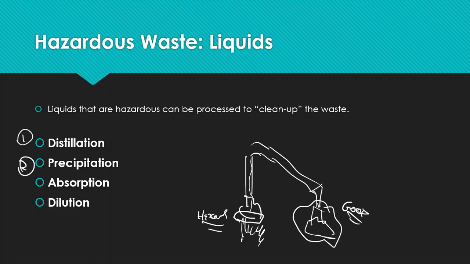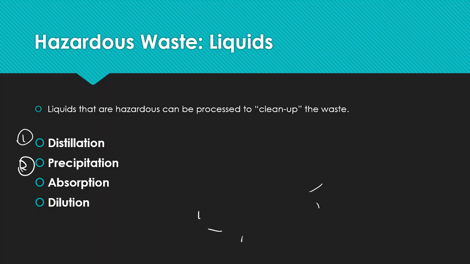Number two is precipitation. Precipitation is a similar idea in a way, but I'll give you an example. Let's say that in a laboratory space, I've got a solution of silver, which carries a positive charge. That silver is hazardous. I cannot dump this down the sinks. I cannot dump it down the drains. I can't really do anything with that silver at all.